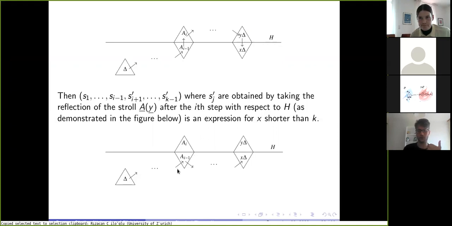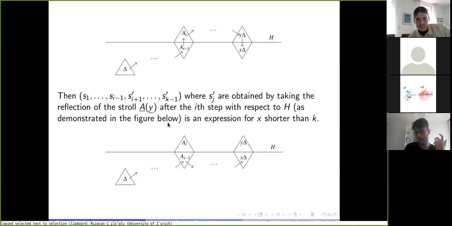But putting it rigorously, it's this. If we construct a new stroll where these steps are obtained by reflecting, and this is an expression, this basically nets you an expression for x shorter than k. It is a contradiction because we assumed s1 to sk was a reduced expression, so that cannot be a shorter expression. So by contradiction, we showed that L of x has to be L prime of x, and we're basically done.